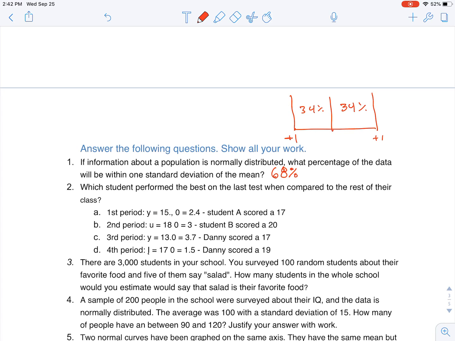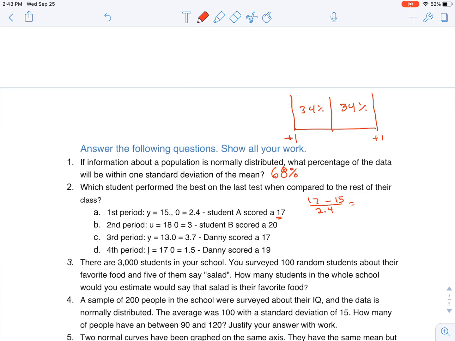So what we want to do for these is we want to figure out the z-score. So our data point is 17. Take away the mean, which is 15, and then divided by the standard deviation of 2.4. And then that is going to give me a z-score. So give me just a second. I'm actually not doing this with a key, so I have to do the problems as I go. So give me a moment.